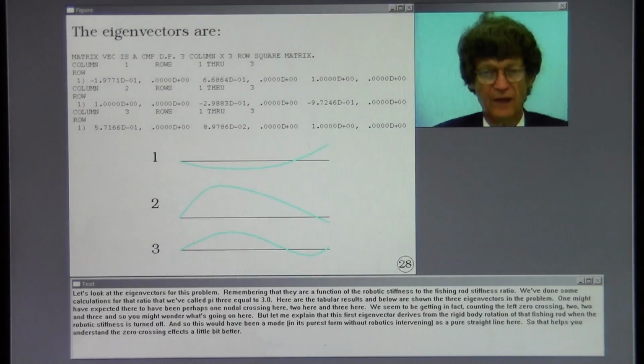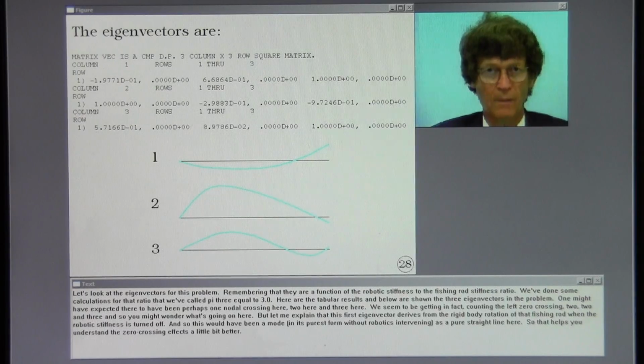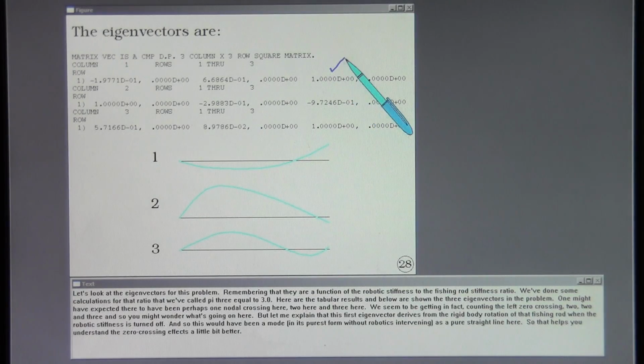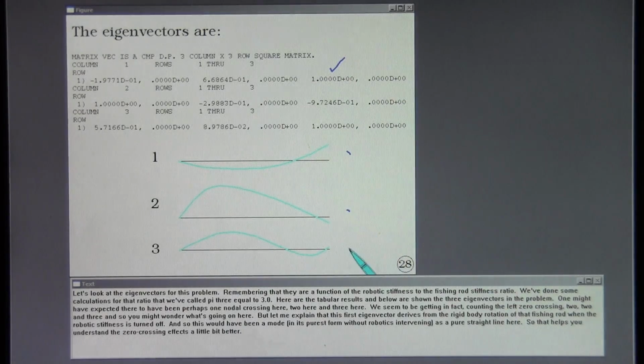Let's look at the eigenvectors for this problem, remembering that they are a function of the robotic stiffness to the fishing rod stiffness ratio. We've done some calculations for that ratio that we've called pi 3 equal to 3.0. Here are the tabular results, and below are shown the 3 eigenvectors in the problem.